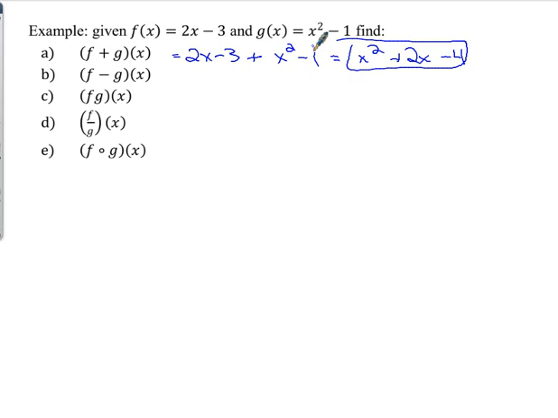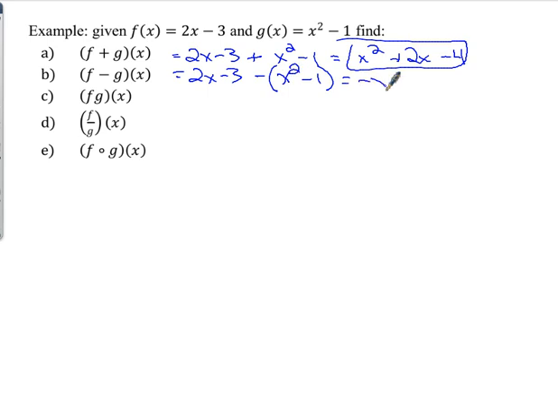For f minus g of x, same thing. Same order even. 2x minus 3, but now it's a minus sign. And when you put that minus sign in there, automatically you should be thinking parentheses. Substitute in x squared minus 1 with parentheses. That should help you keep that minus sign straight, because otherwise you're going to leave off a minus sign for that negative 1 and it will stay negative. It isn't.